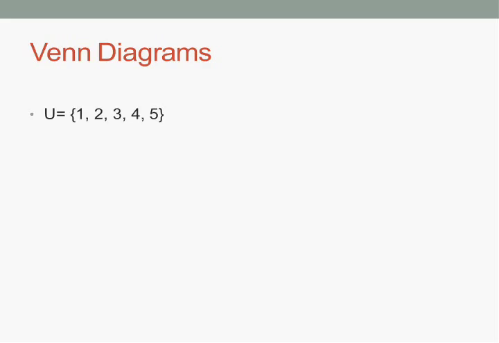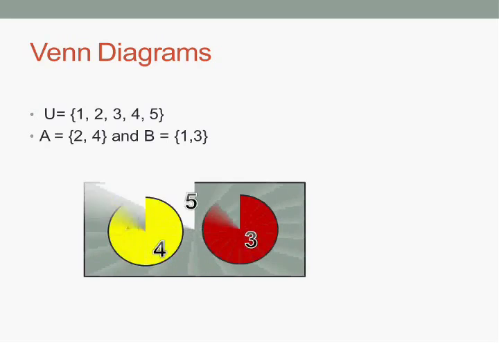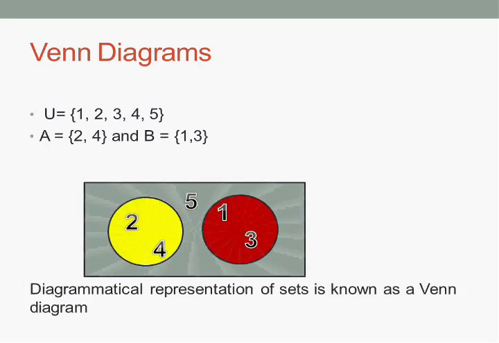Consider an example. If universal set is represented by U equals {1, 2, 3, 4, 5}. Suppose A equals {2, 4} and B equals {1, 3}. Then these sets can be expressed like this. This diagrammatical representation of sets is known as a Venn diagram.